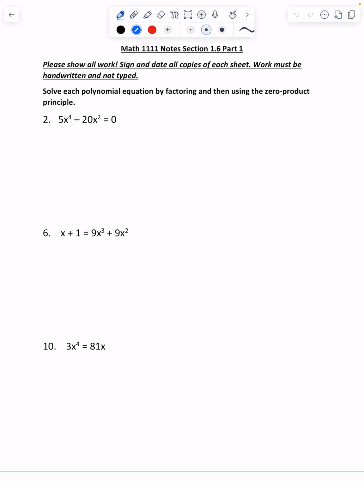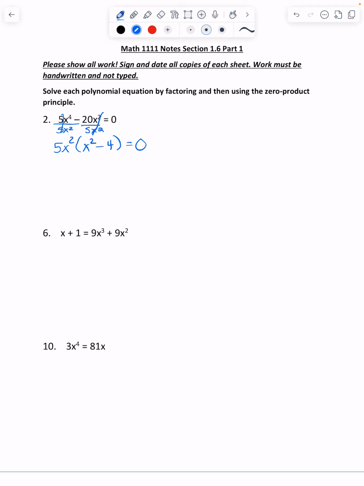Let's see how we would apply this to number 2. If we were to solve this by factoring, the first thing I'm going to do is factor out a greatest common factor. The greatest common factor will be 5x squared. So I'm going to divide both of these terms by that GCF. What does that leave me with? The 5's cancel out. Subtracting my exponents, I get x squared minus 4. The x squareds are going to cancel out. 20 divided by 5 is 4.